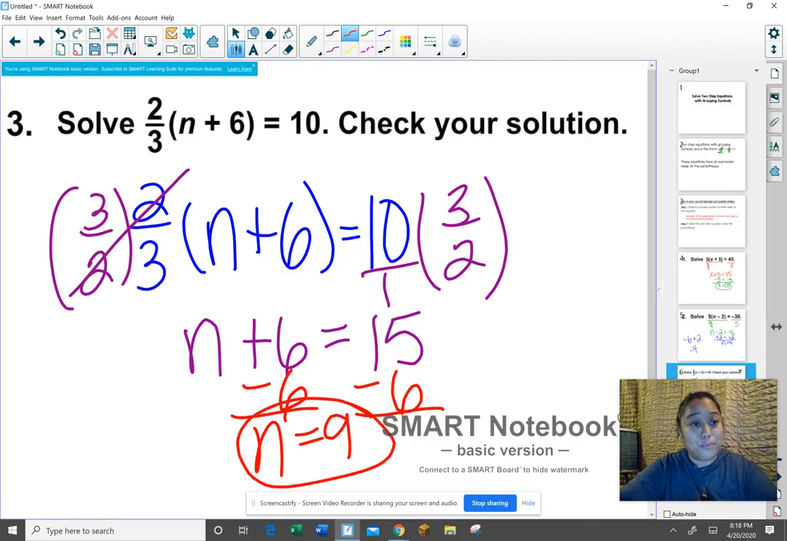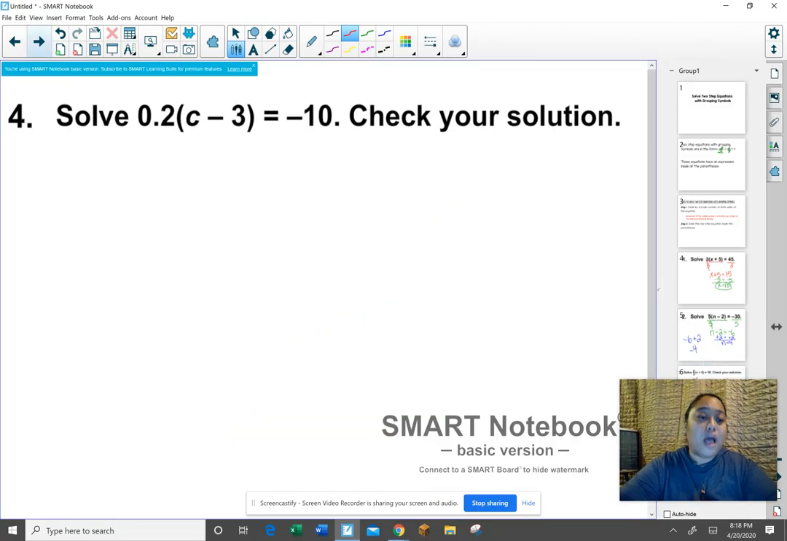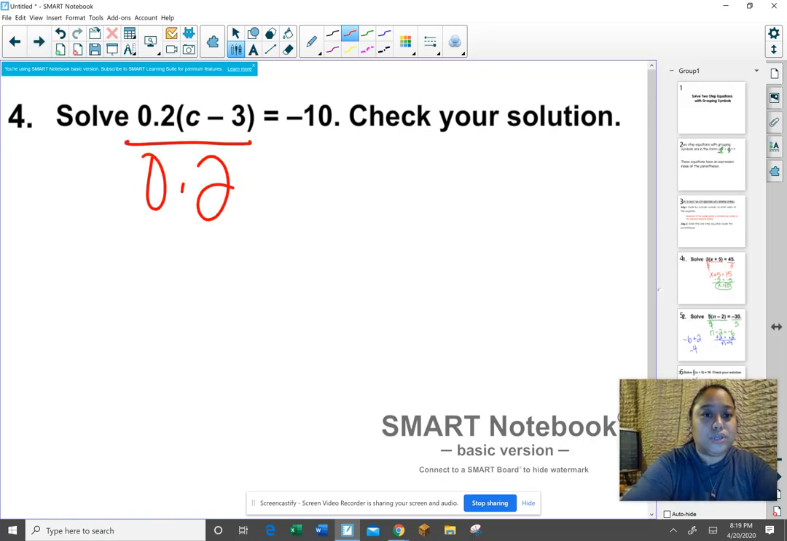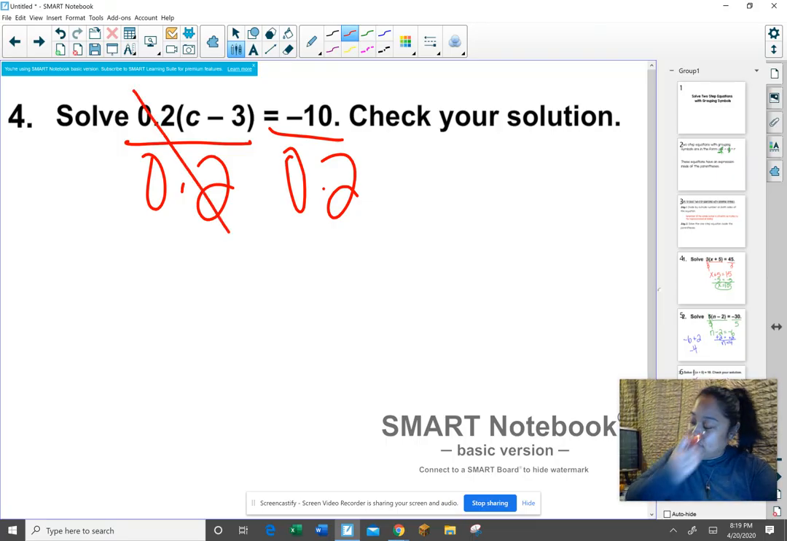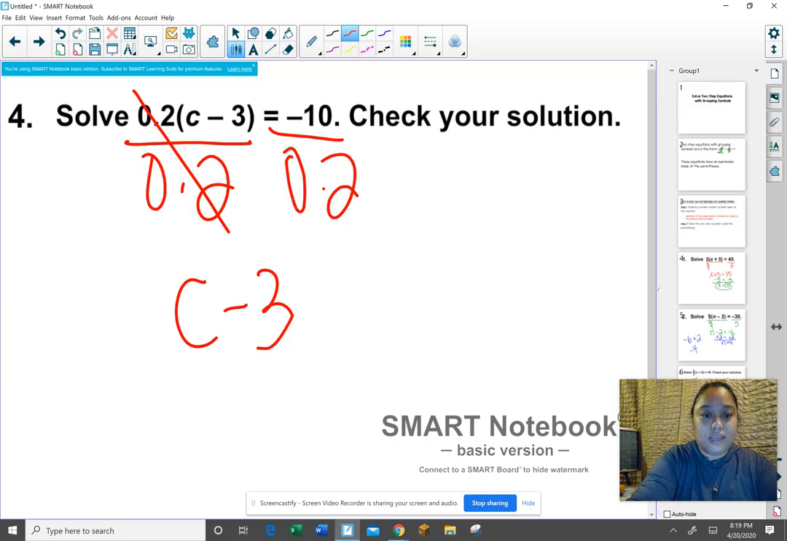Okay, I've got one more example. Solve 0.2 times a quantity c minus 3 equals negative 10. Now, if your coefficient is a decimal, you treat it just like a whole number. We're going to divide by 0.2. Divide by 0.2. So, when I divide this out, I get c minus 3 equals negative 50.